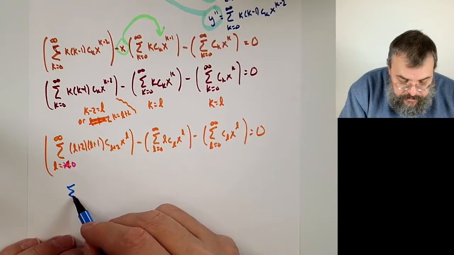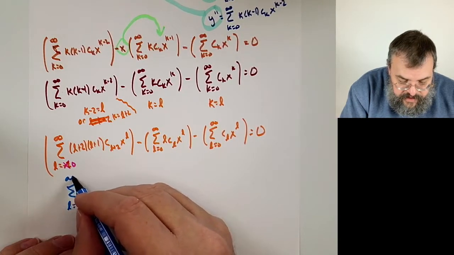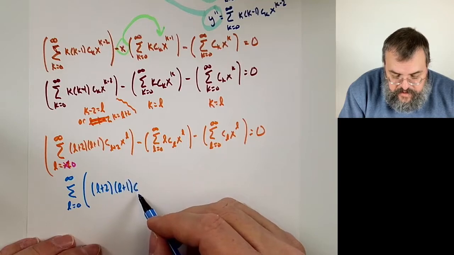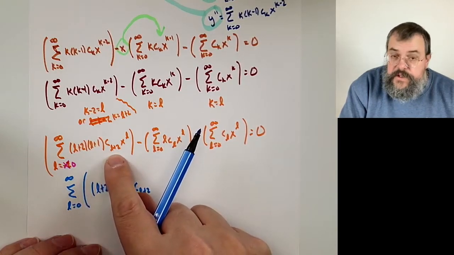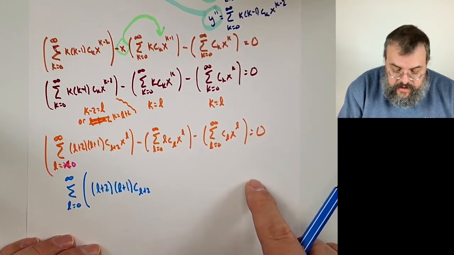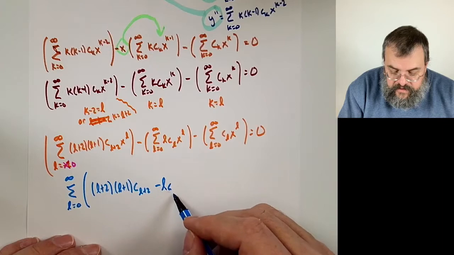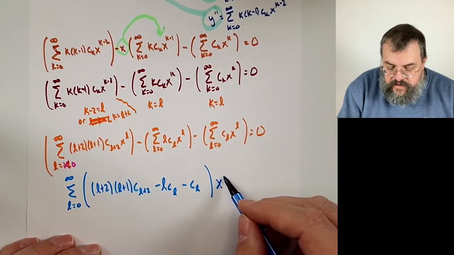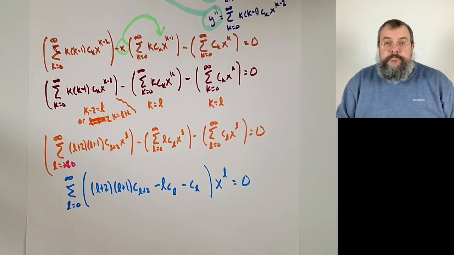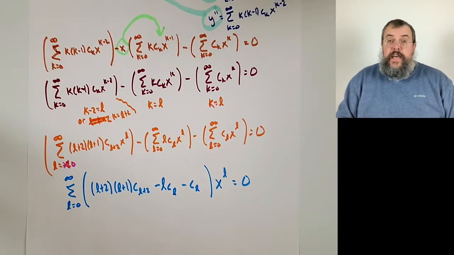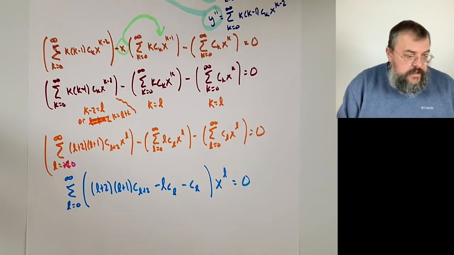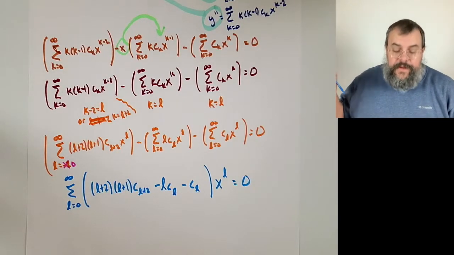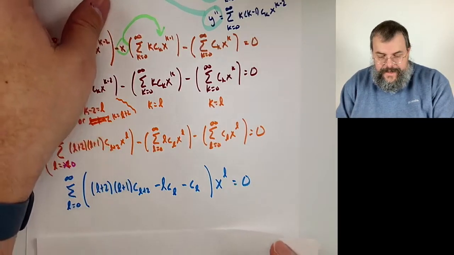So we have the sum from L equals 0 to infinity of L plus 2 times L plus 1 times C L plus 2. That's the first coefficient. I'm just grabbing the coefficients of x to the L. There's going to be an x to the L on the end here. Minus L CL minus CL, all that times x to the L equals 0. Now we're out of space. That's all right, you can just grab a blank piece of paper. Keep going.